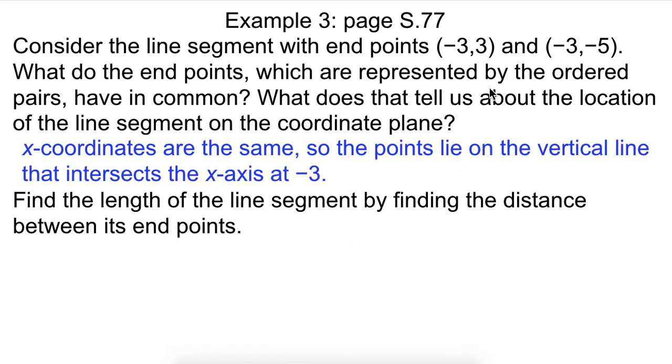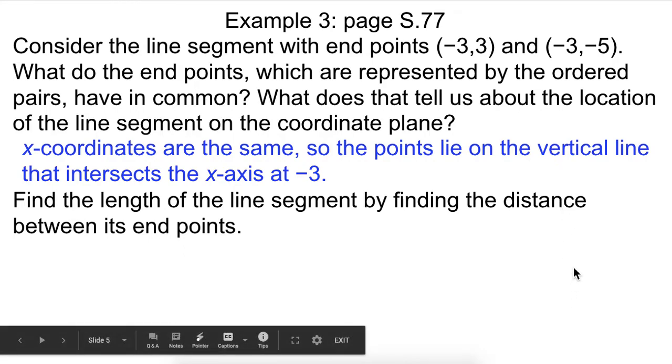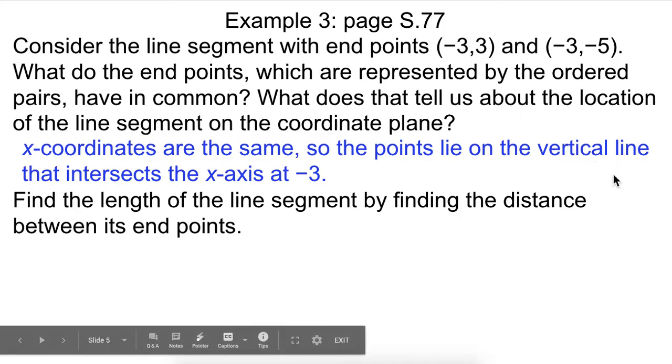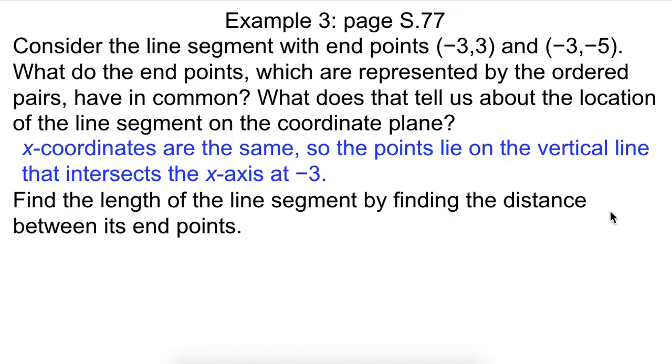Okay, so it would cross the x-axis, so this would be a vertical line. We don't necessarily even have to graph this though, because let's look at it. This would be a vertical line that goes through -3. So one would go from the x-axis at -3 and up 3. The other one would go from our x-axis at -3 and then down 5. So we're going to have up 3 and down 5.